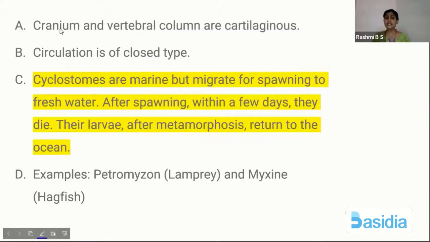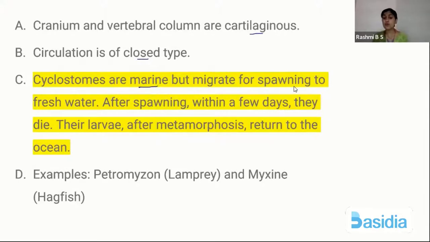Great. The central nervous system, the cranium, the head part, the skull part, and the vertebral column are made of cartilage, and circulation is closed type. Whatever I have highlighted here, you need to underline in your NCERT also, children. Cyclostomes are marine. They live on other fishes, right? Marine means seawater, salt water.